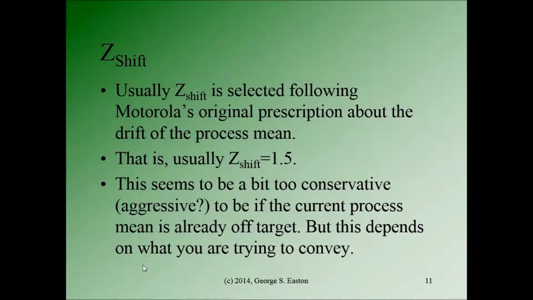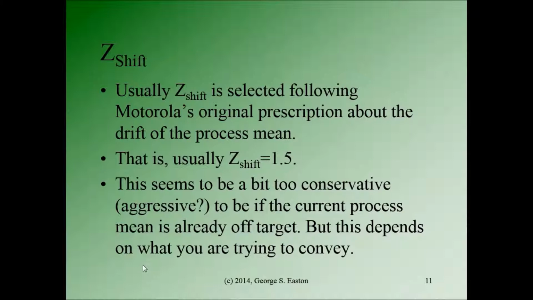But whether or not Z shift should be 1.5 really depends upon what you want to convey. Another way to look at this issue is that if you're currently off target and you're not paying attention, you could easily have your process mean drift another 1.5 standard deviations away. But what is usually done in practice, no matter what the argument here might be, is to set your Z shift to 1.5. But in theory, you don't have to do that. You can set it to whatever you think is appropriate. So I've now defined the usual process Z's. They're the Z short term and the Z long term, and then the Z shift that connects the two.